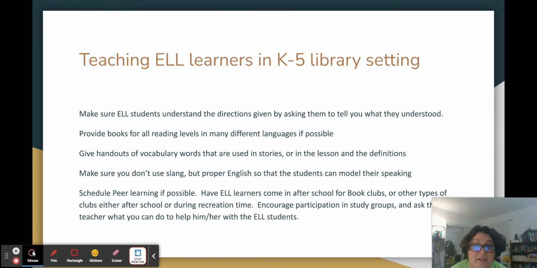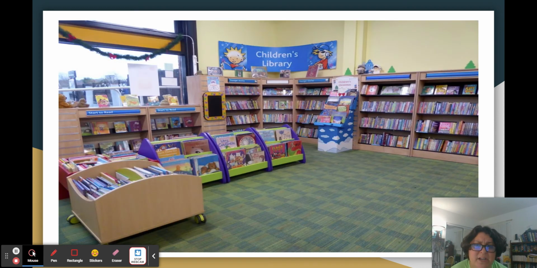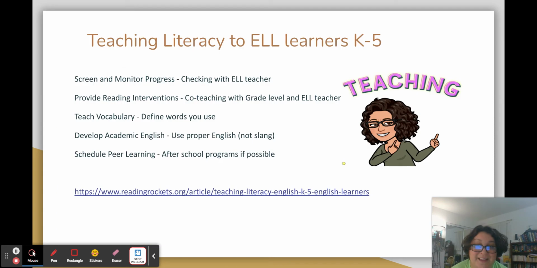Make sure that the ELL students follow along if they can, and if they need assistance, hopefully that the school can provide that. Provide books in all reading levels, give vocabulary words, make sure not to use slang, and try to schedule peer learning sessions after school, like book clubs or Lego clubs. Anytime when people or children can come together and just speak their native language, it's always a plus. And then incorporate English in there as well so that they can learn.